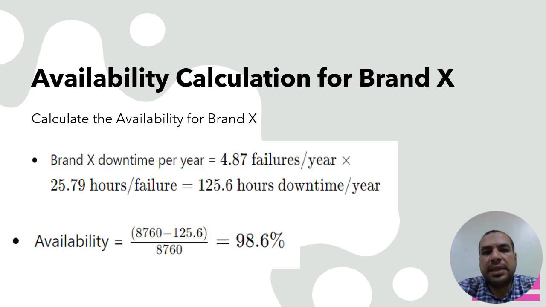Next, let's calculate the availability for the brand X compressor. To do this, we multiply the number of failures per year by the average downtime per failure, which for brand X is 25.79 hours, as we see in the second table. Now we subtract the downtime from the total number of hours per year, which is 8,760. So brand X has an availability of 98.6%, which meets our previous target of 98.5%.